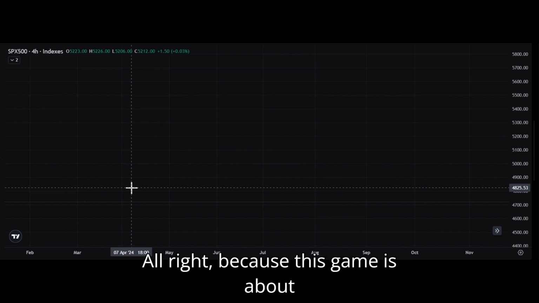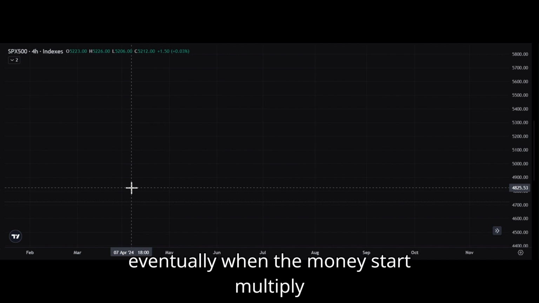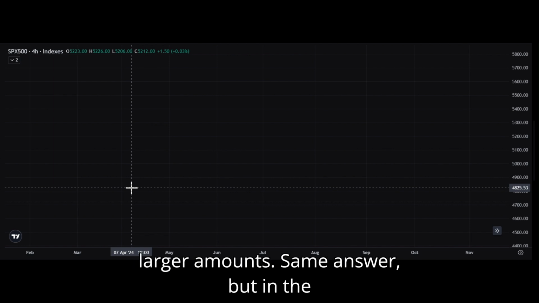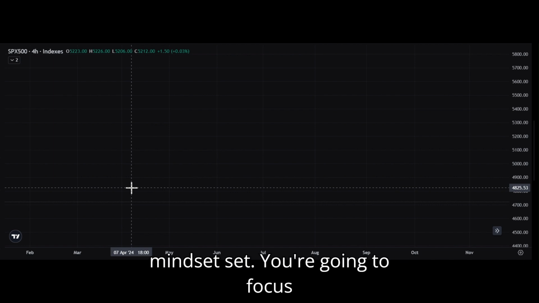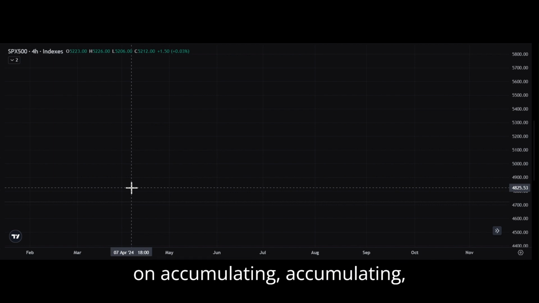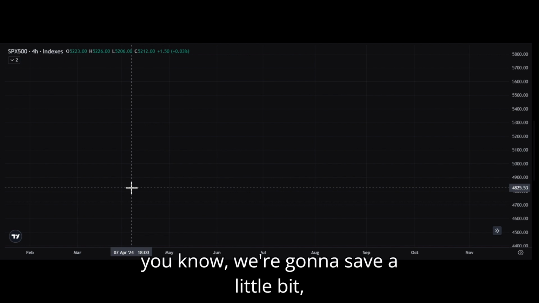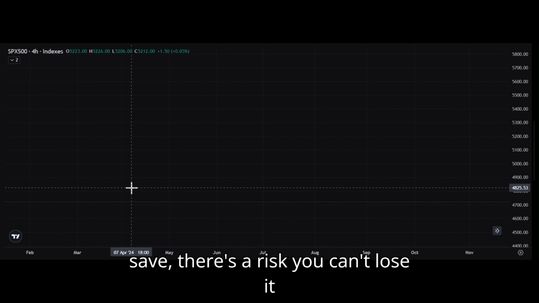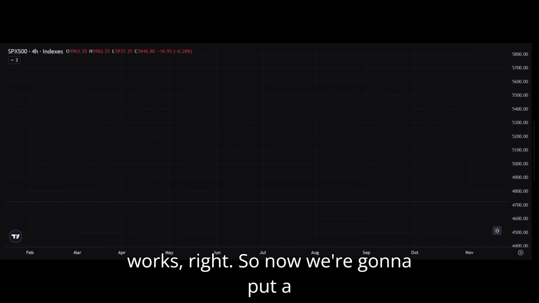All right. Because this game is about losing properly, not about winning a bunch of money and getting rich. That comes eventually, when the money starts to multiply and multiply. Then it's easier to make larger amounts. But in the beginning, you just have to run it with a mindset that you're going to focus on accumulating, accumulating, accumulating. And then before you know it, it's just like when we're poor and we save a little bit, save a little bit, save a little bit. Just know that every time you go to save, there's a risk you can lose it and more. So that's just how trading works, right?